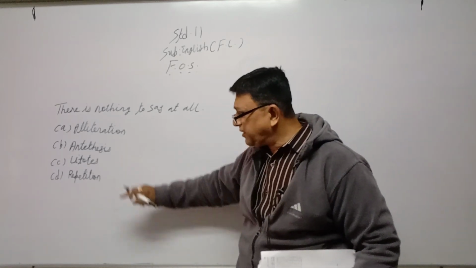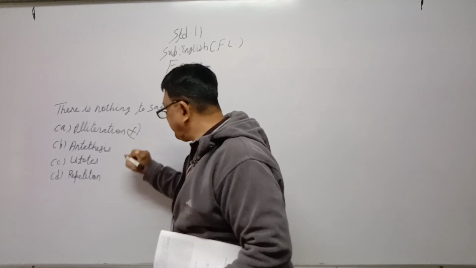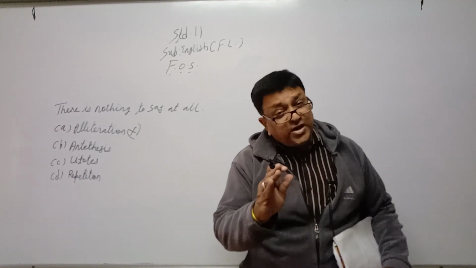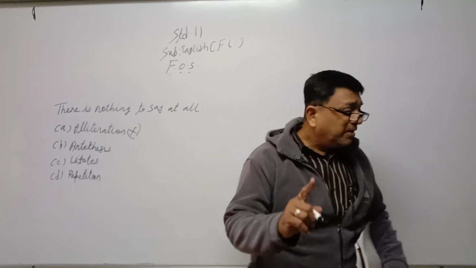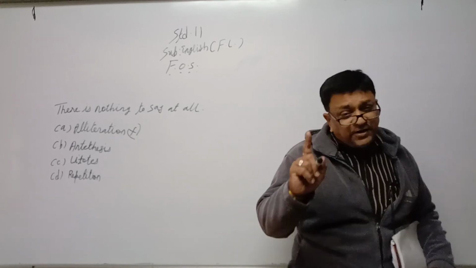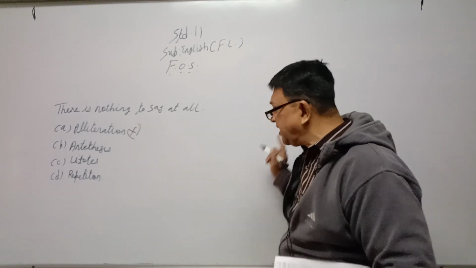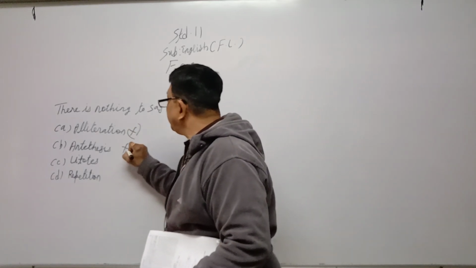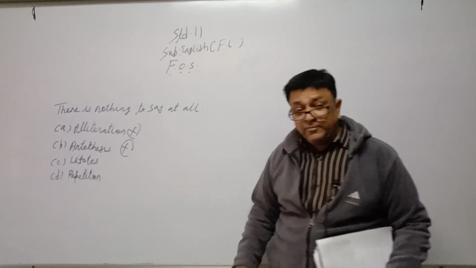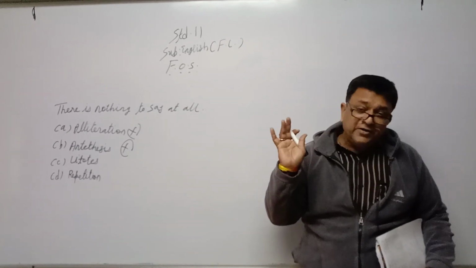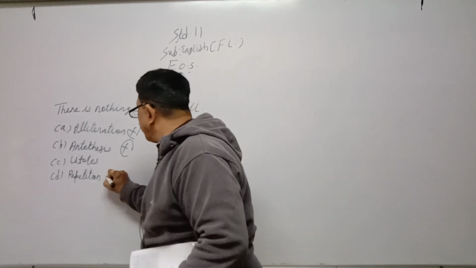Next one is antithesis. What means antithesis? Antithesis means opposite ideas are put together. Oxymoron, opposite words. Antithesis, opposite ideas. There is no opposite ideas presented. So antithesis is not the correct answer. Repetition means repetition of a word. There is no word repeated. So repetition is not the correct answer.